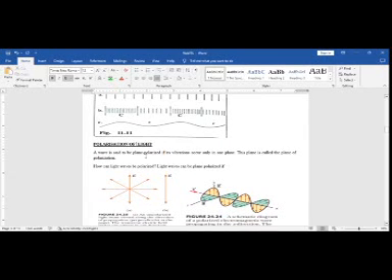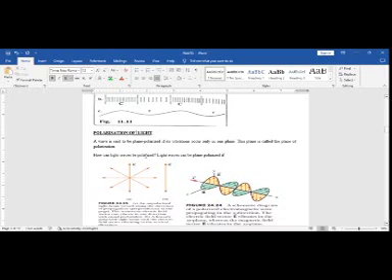Okay, let's see what we have here. Polarization of light. What is polarization? A wave is said to be plane polarized if its vibrations occur only in one plane. This plane is called the plane of polarization. How can light be polarized?